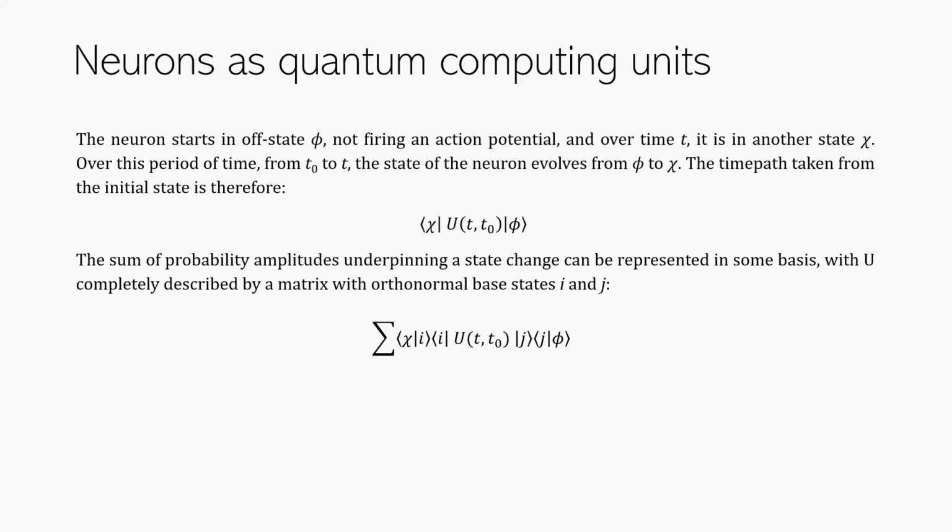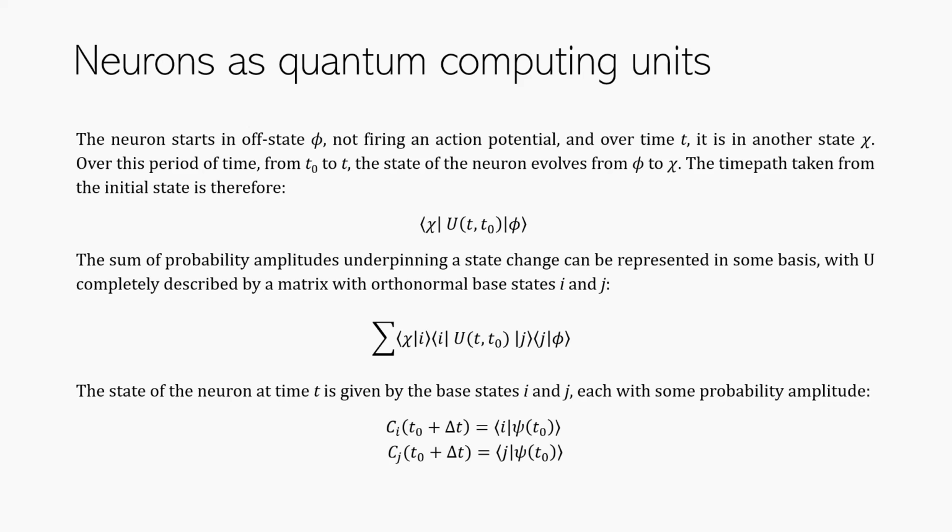The sum of probability amplitudes underpinning a state change can be represented in some basis, with U completely described by a matrix with orthonormal base states i and j. So here we have the complete basis for transitioning from phi to chi through the orthonormal base states i and j and the unitary operator, which we'll get to more in a moment. The state of the neuron is given by the orthonormal base states i and j, each with some probability amplitude ci and cj after some time has passed. So we're looking at the probability amplitudes after delta t.